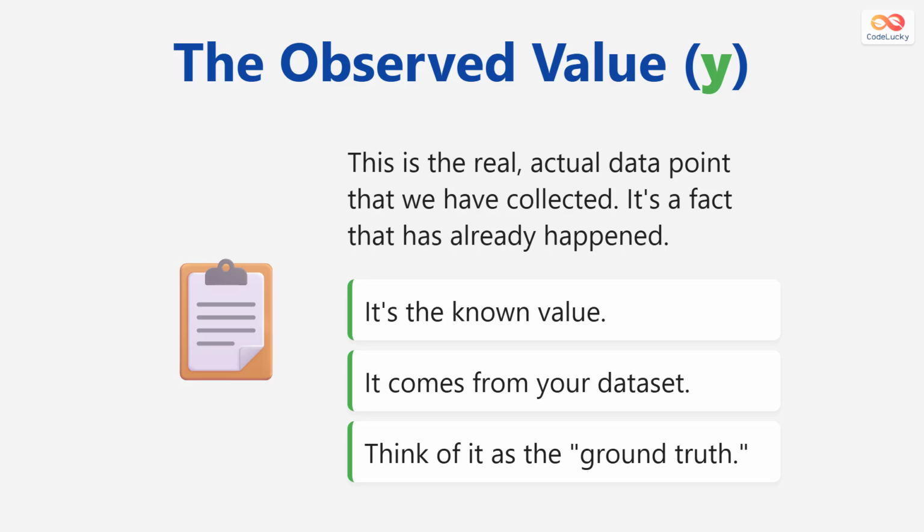The observed value, which we represent with the letter Y, is the real-world factual data point. It's not a guess or an estimate, it's a known value that has been recorded from observation. You can think of it as the ground truth.